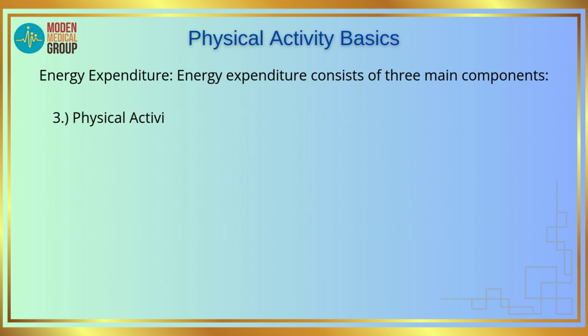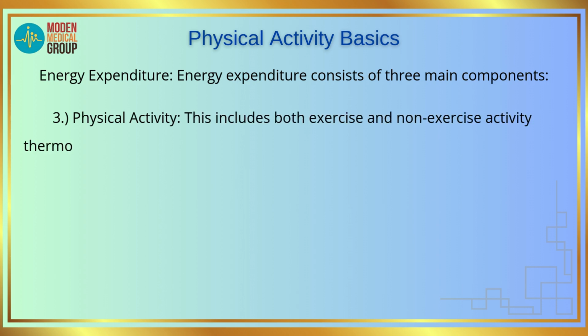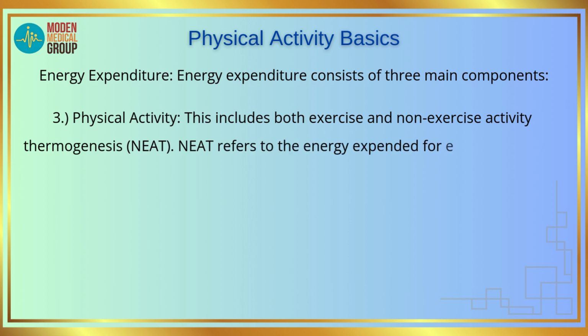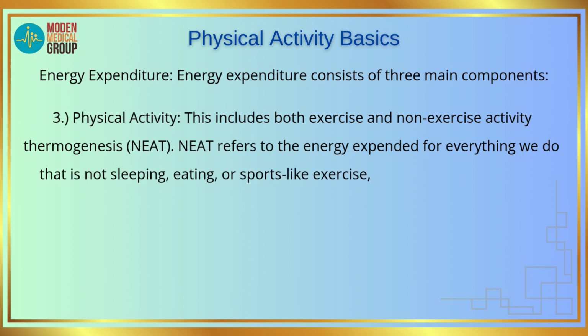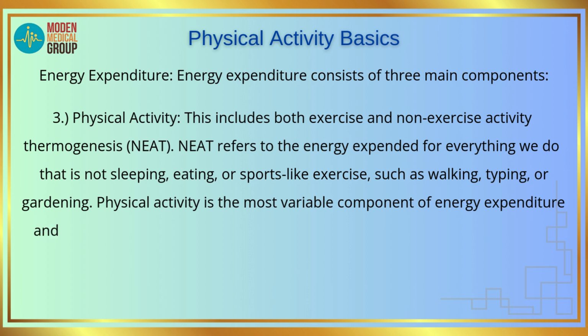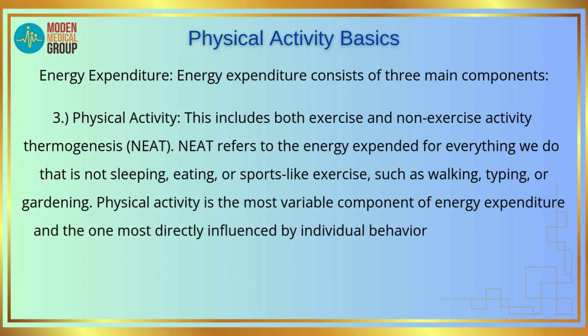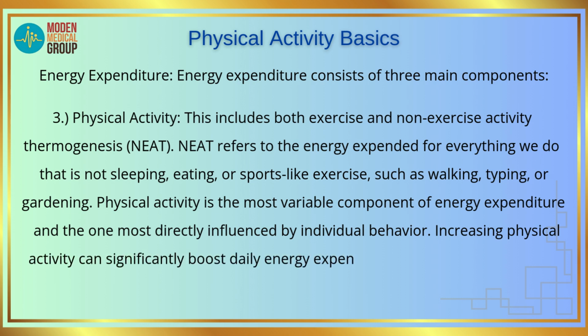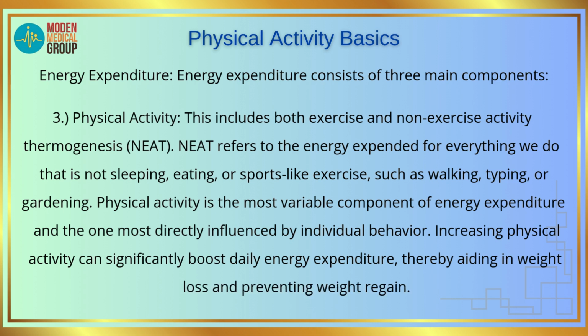3. Physical activity. This includes both exercise and non-exercise activity thermogenesis, NEAT. NEAT refers to the energy expended for everything we do that is not sleeping, eating, or sports-like exercise, such as walking, typing, or gardening. Physical activity is the most variable component of energy expenditure and the one most directly influenced by individual behavior. Increasing physical activity can significantly boost daily energy expenditure, thereby aiding in weight loss and preventing weight regain.